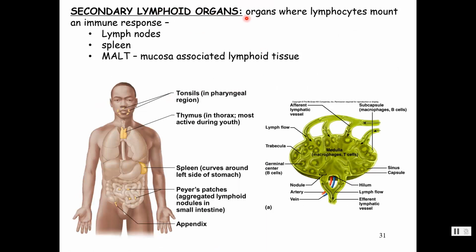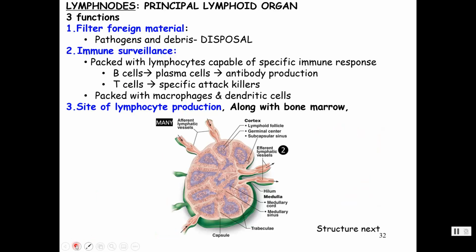So those secondary lymphoid organs, these are organs where lymphocytes mount an immune response. We'll talk about lymph nodes, we're going to specifically talk about the spleen, and then what's collectively called mucosa-associated lymphoid tissue. So things like Peyer's patches, appendix, tonsils. So let's talk about lymph nodes. I showed you one, but this is an artist's rendition of a lymph node. Doesn't look a thing like it, does it?